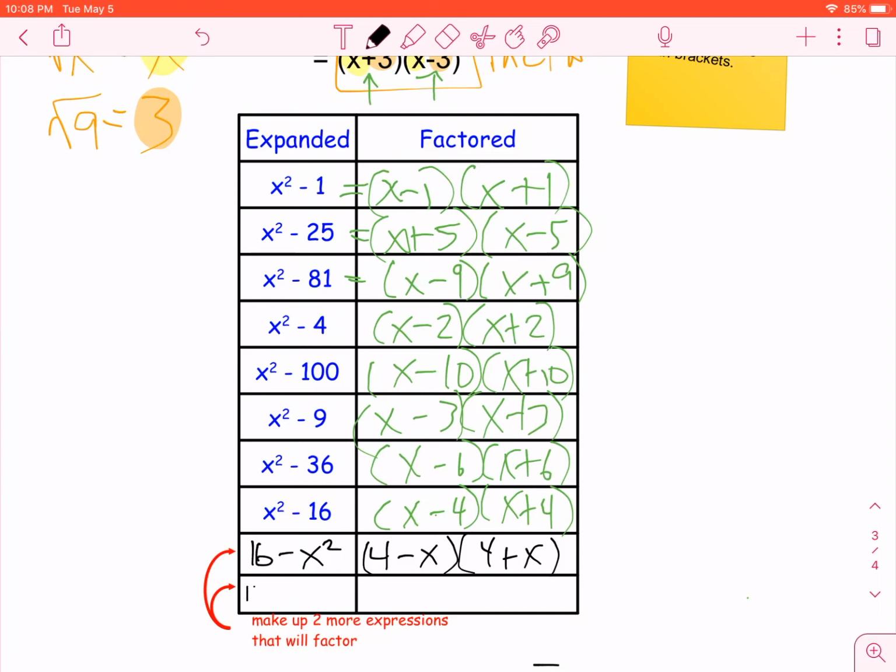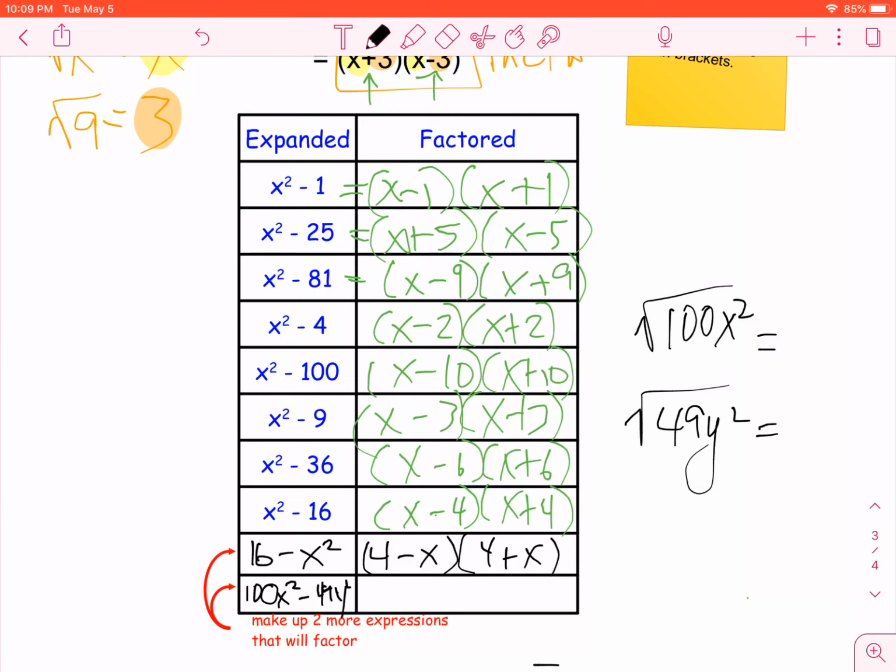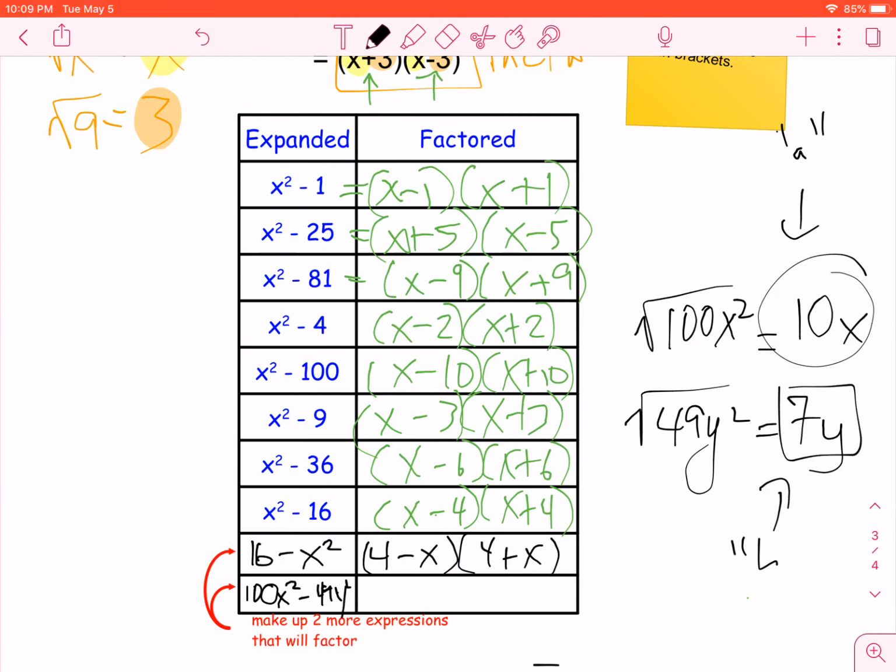Now let's get a little crafty here. What if I had 100x squared minus 49y squared? Think about it. We're going to do the exact same thing that we did earlier. We're going to square root 100x squared and square root 49y squared. The square root of 100, of course, is 10. Square root of x squared is just x. This represents your a value. For 49y squared, the square root of 49 is 7. Square root of y squared is y. This represents your b value.